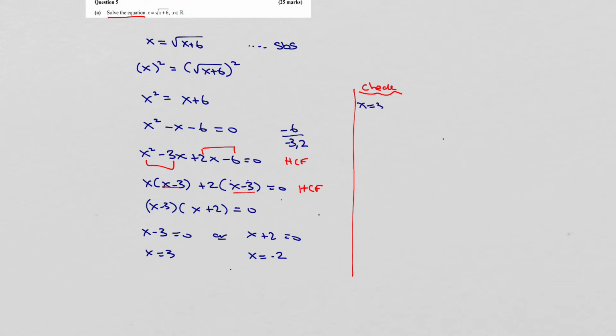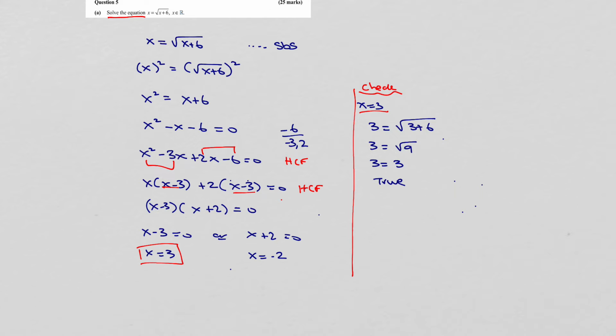So if I'm checking x equals 3 first of all, then that means I have 3 is equal to the square root of 3 plus 6. So in other words, wherever there's an x, I'm putting 3. So the left-hand side should equal the right-hand side. And of course, the square root of 9 is 3. So that is true. So that means x equals 3 is one of my valid answers.